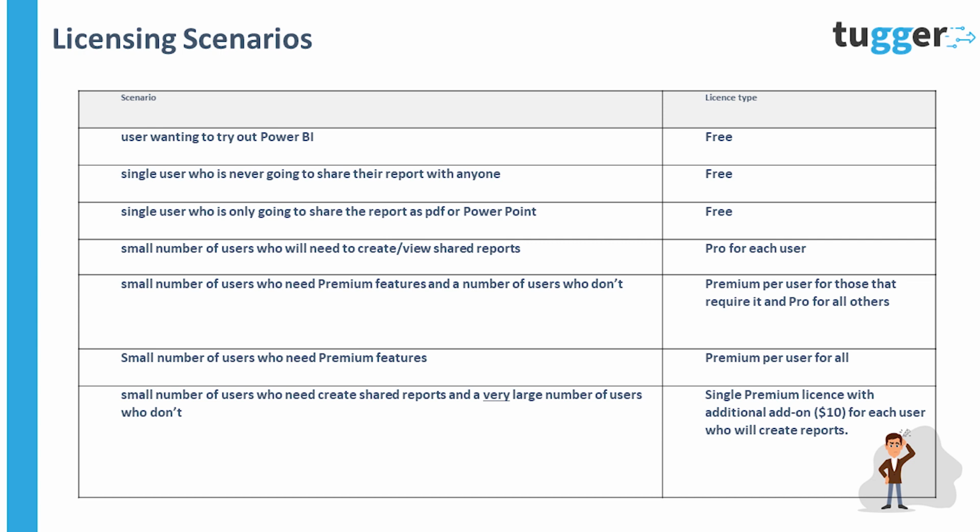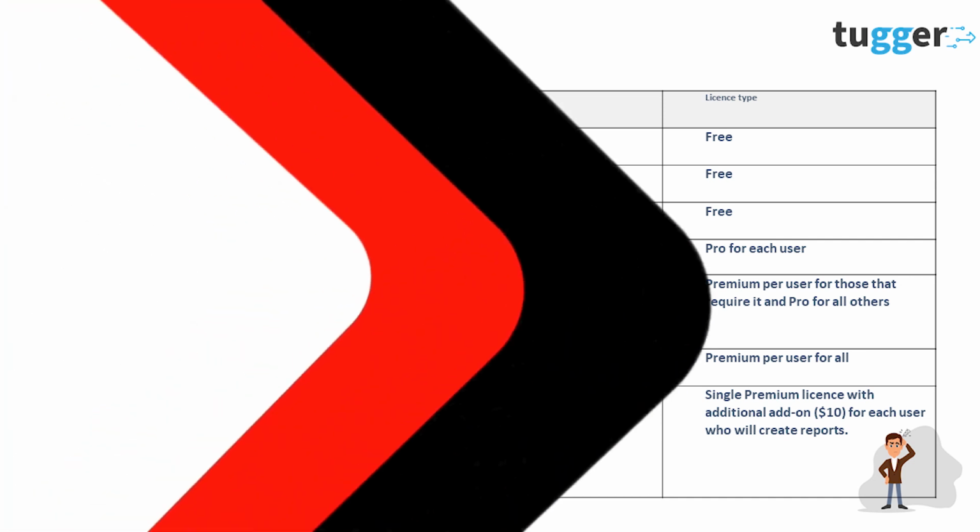A small number of users who need premium features and a number of users who don't is a Premium per User for those that require it and a Pro for all others. A small number of users who need premium features is a Premium per User or PPU for all. And a small number of users who need to create shared reports and a very large number of users who don't is a single license with an additional add-on at $10 for each user who will create reports.